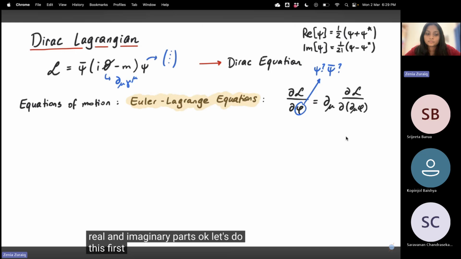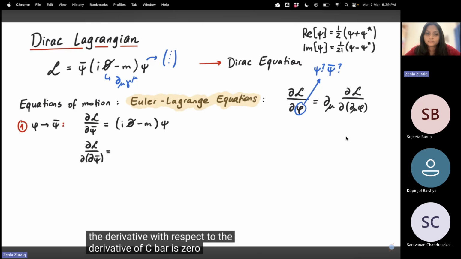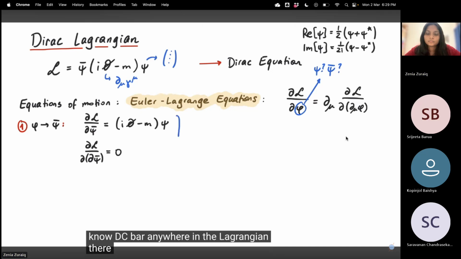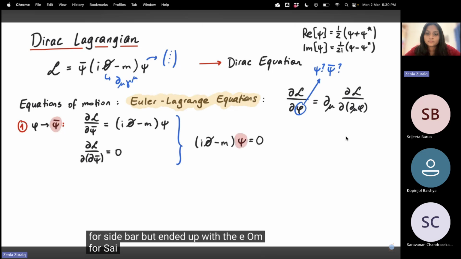Okay, let's do this. First, we'll calculate the Euler-Lagrange equation for psi bar. The derivative of the Lagrangian with respect to psi bar is i d-slash minus m, times psi. And the derivative with respect to the derivative of psi bar is 0. Let's just note d psi bar anywhere in the Lagrangian. There we have it. This is the equation of motion for psi. These equations describe how psi behaves and moves. Note that we calculated the Euler-Lagrange equations for psi bar, but ended up with the EOM for psi.